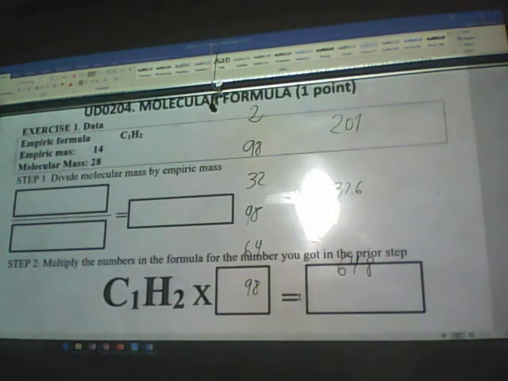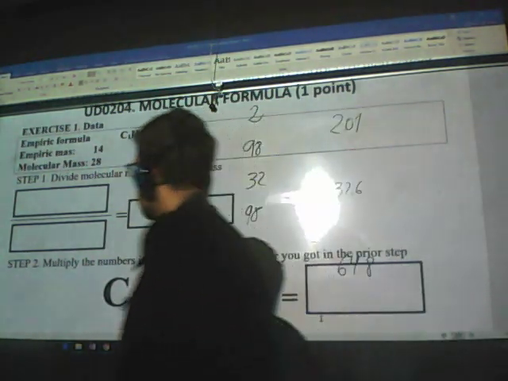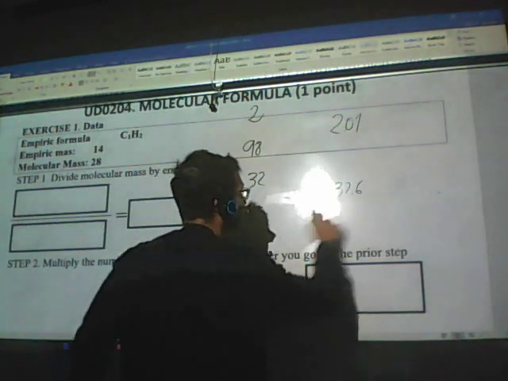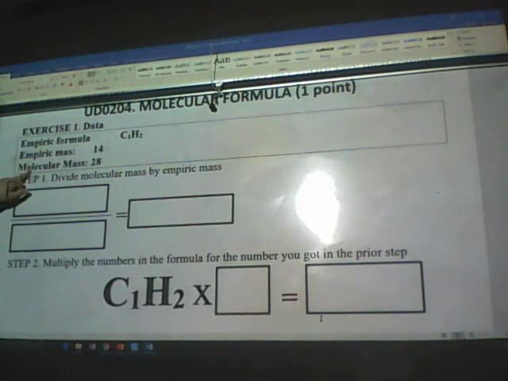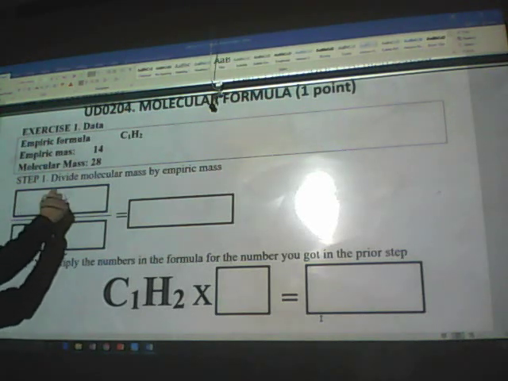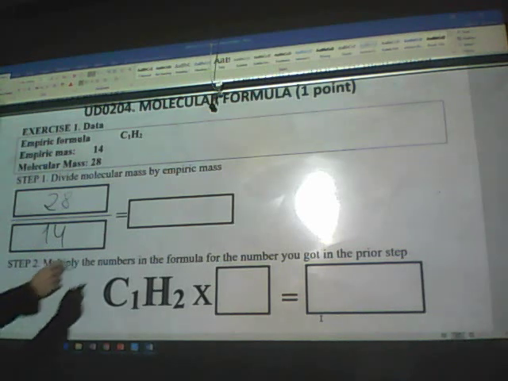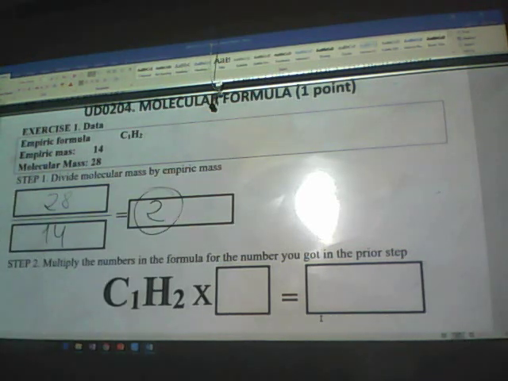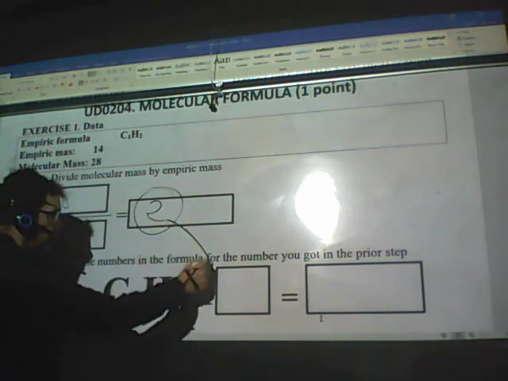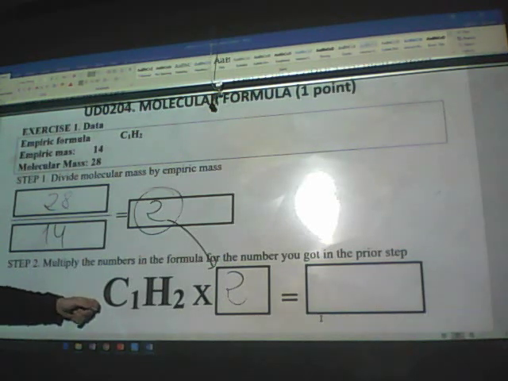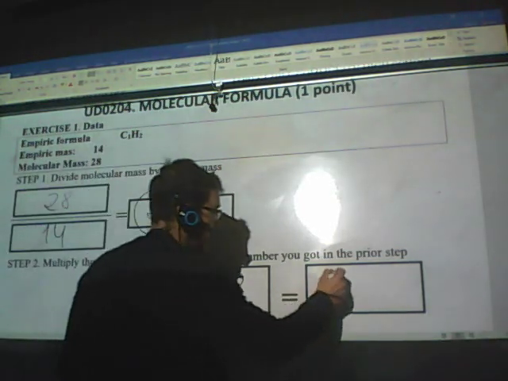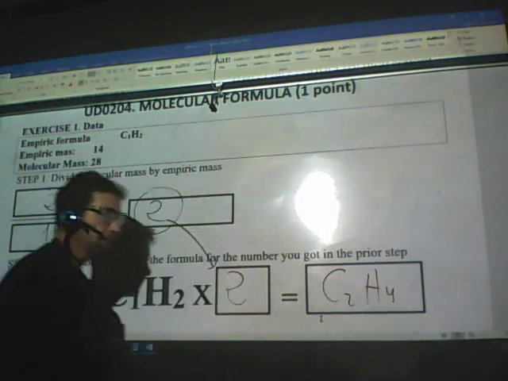Okay, next one. How to get the molecular formula from the empirical formula. To get the molecular formula from the empirical formula, you have to have the molecular mass and the empirical mass, okay? And you divide the molecular mass, 28, by the empirical mass, that is 14, and you get 2. And this number, you multiply the formula by this number, by 2. So, this is the empirical formula, and the molecular formula is the double. You multiply by 2 and you get the molecular formula, C2H4.